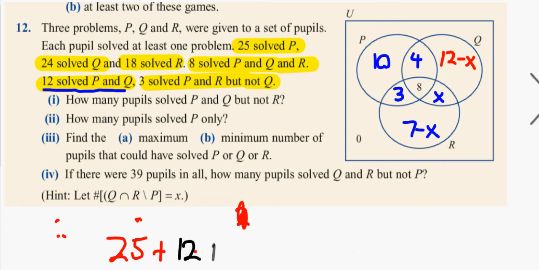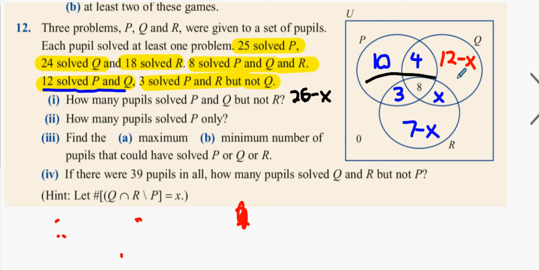But I think it wants us to go back here, and I think it wants it in terms of x. 10 plus 4, 14. 14 plus 12 minus x. Would everybody be happy with 26 take away x for this region up here? Okay, next thing. P only. Well, that's always going to be 10, isn't it?